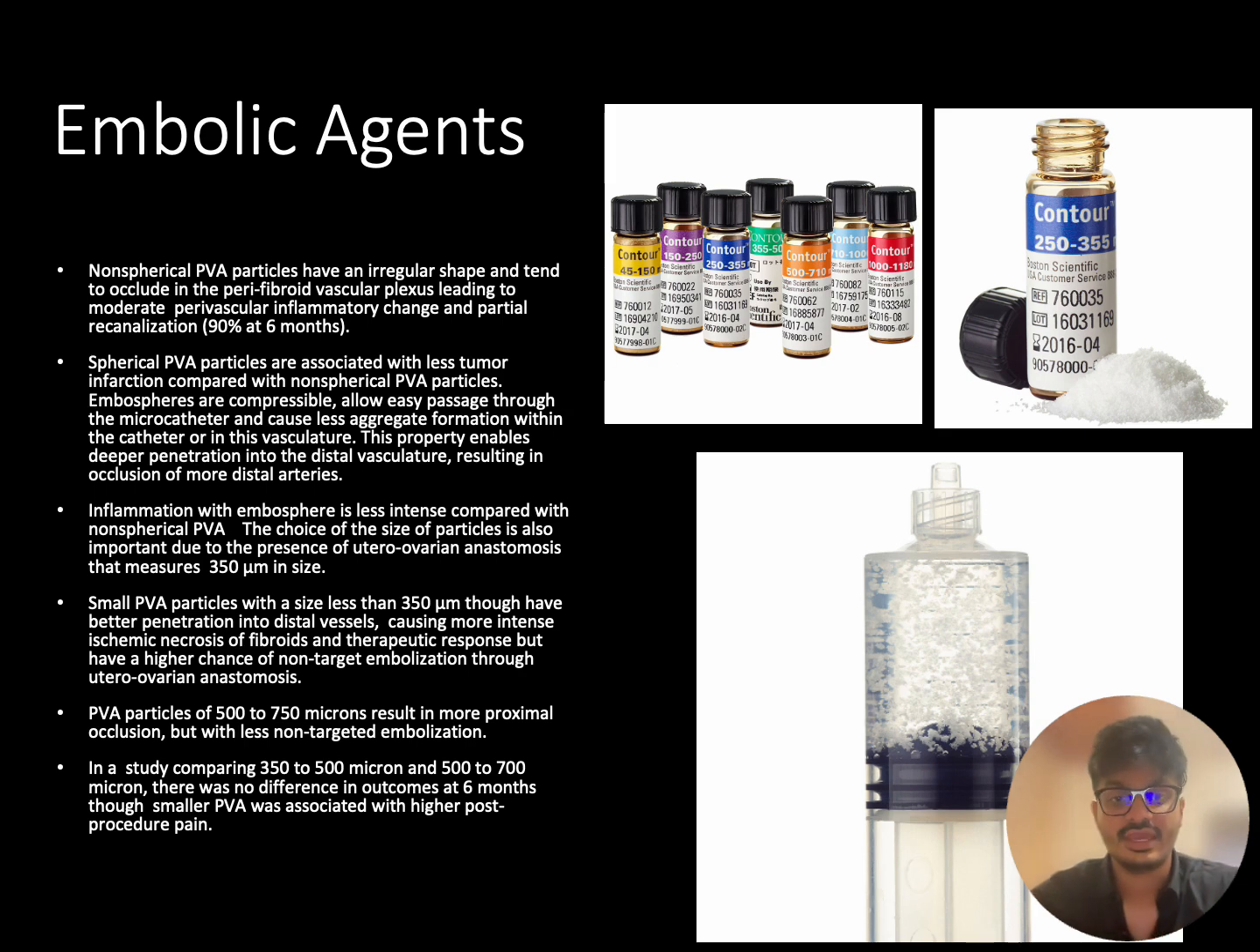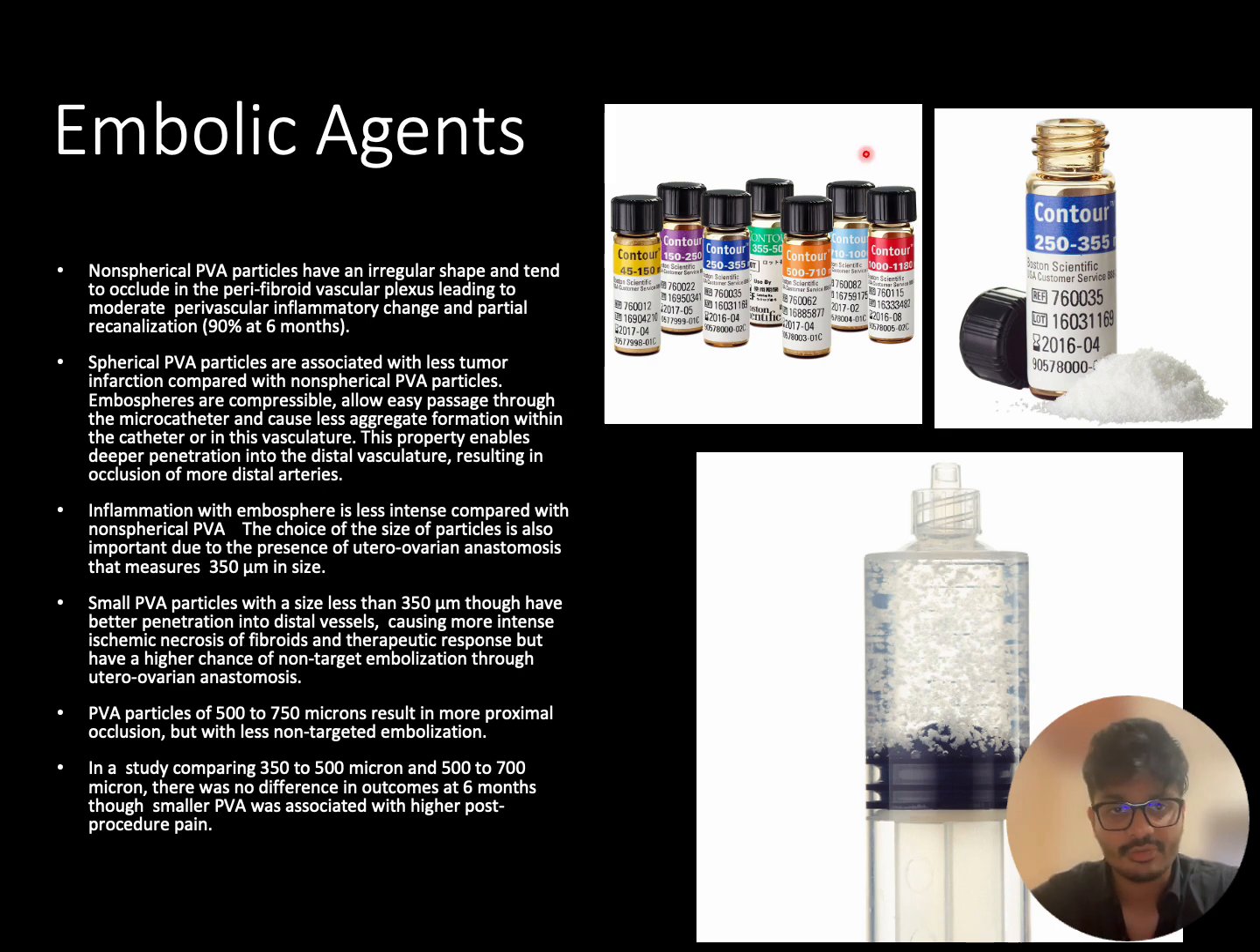In embolizing agents, we have a lot of options, but the top 3 are spherical PVA, non-spherical PVA, and gelatin. In non-spherical PVA, the issue is the size is irregular, and they tend to occlude the perivascular fibroid plexus. So that will cause a lot of inflammation, and there are chances of partial recanalization later. The good thing about spherical PVA, embospheres, etc. is that they are of regular shape, they are compressible, they have more distal penetration, and they have lesser recanalization rates also. So spherical PVA embospheres are better than non-spherical PVAs, and you can also use gelatin.